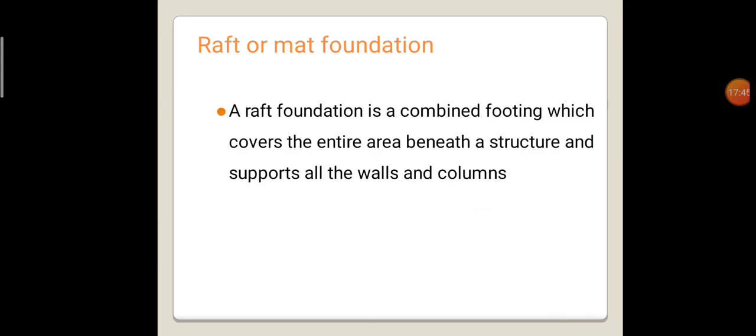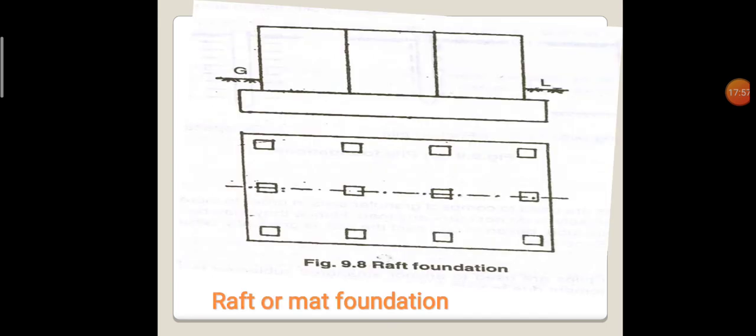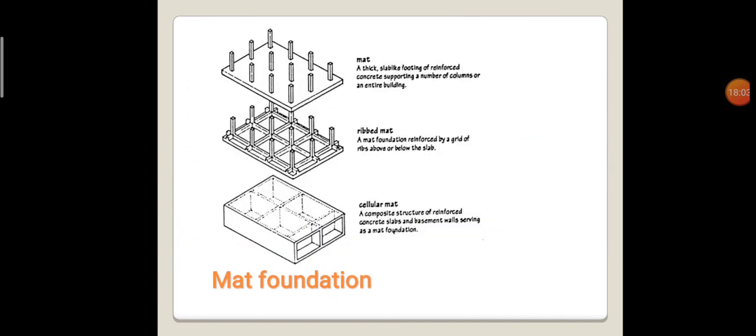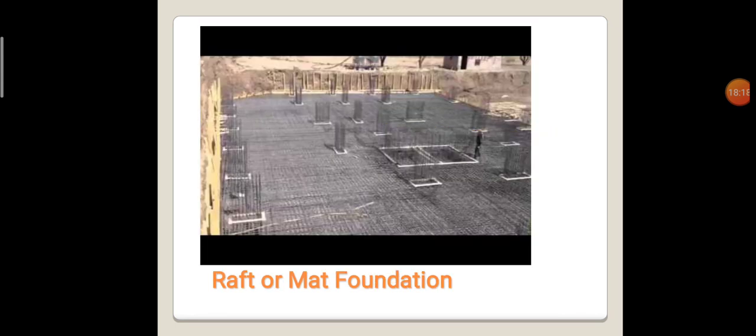So next one, the last one, raft or mat foundation. The raft foundation is a combined footing which covers the entire area beneath a structure and supports all the walls and columns. So this is the example for the raft or mat foundation. It shows that though we are placing n number of columns, they are in the same foundation. Likewise, it also differs from continuous footing. So this is the example for raft or mat foundation.